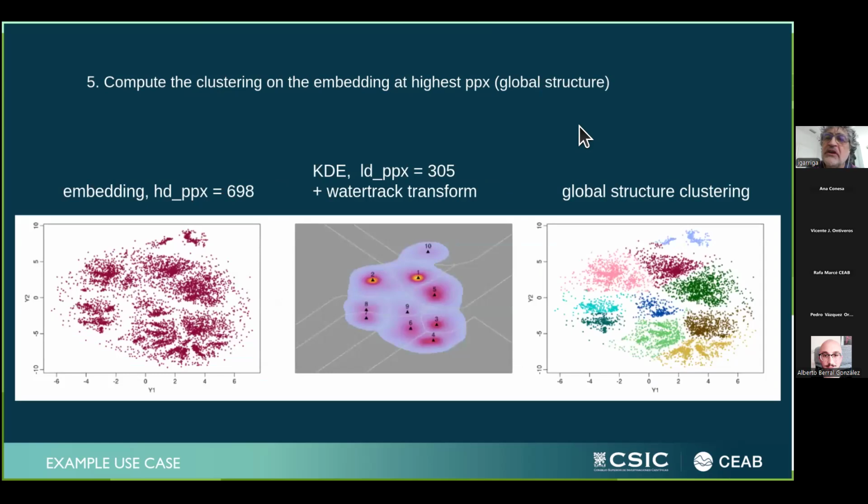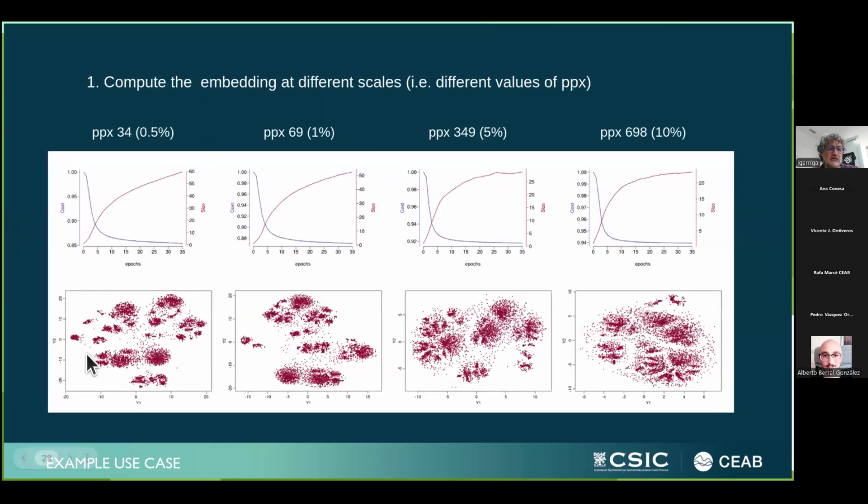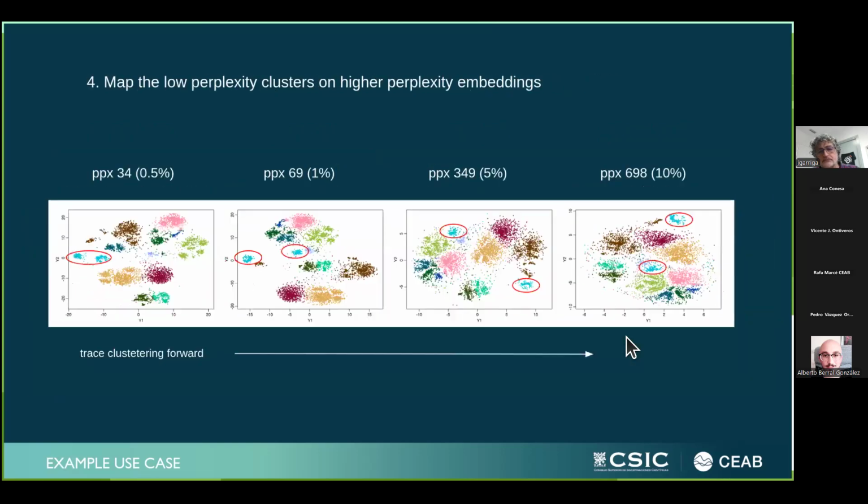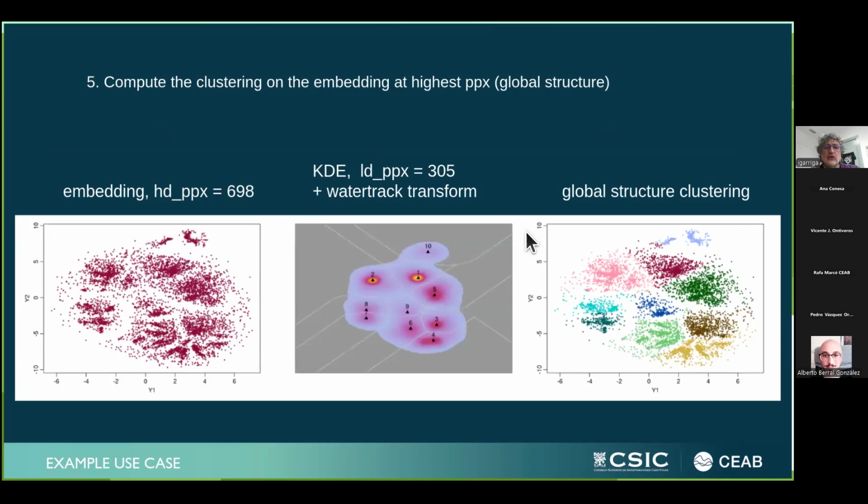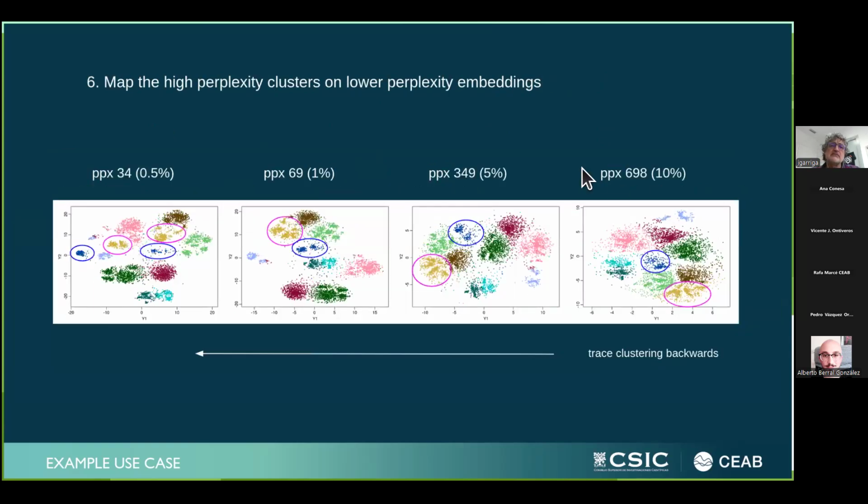And then we can do the inverse thing. So we can compute the clustering on the embedding that is showing the global structure at the highest perplexity. So we take this embedding now. Look, we first made the clustering here. Now we are doing it here. And with this clustering, we get different labels. And then we can trace this clustering backwards to the lower perplexity embeddings.